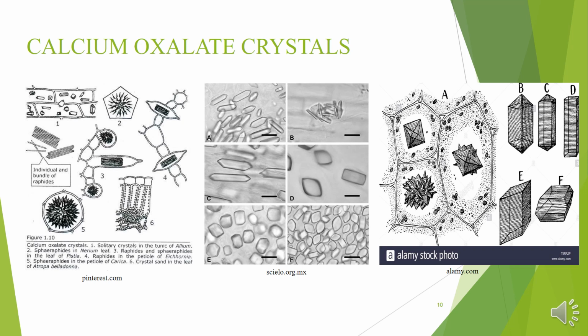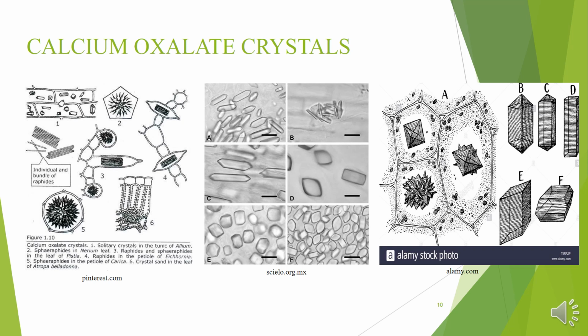That can be found in Allium species. You see this, the crystals are occurring like singlets in just number 1. Then you have the sphere raphides in number 2, the raphides in number 3, and the raphides also in number 4, and the sphere raphides also in number 5.